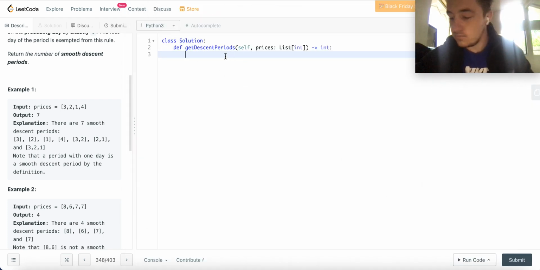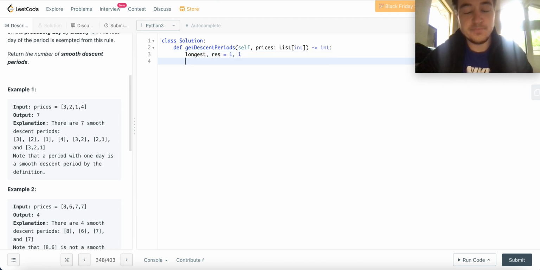So we can have this idea of the longest descent we've seen so far, and it's going to be length 1 in the beginning, because it's just the first stock. And then we're going to have our number of descent periods. We'll just call it res. And then we'll look at each day. Now, we don't need to look at the first day, because the first day has nothing to attach to before it. So there's no point in trying to make a comparison. That's why we say res equals 1, because we always know that at least the first day is going to have some information.